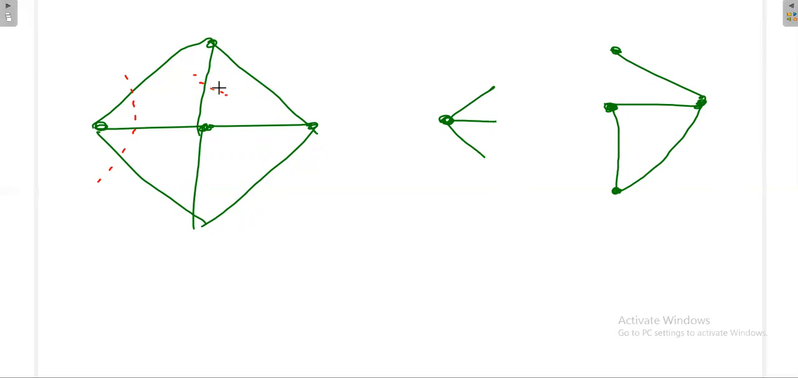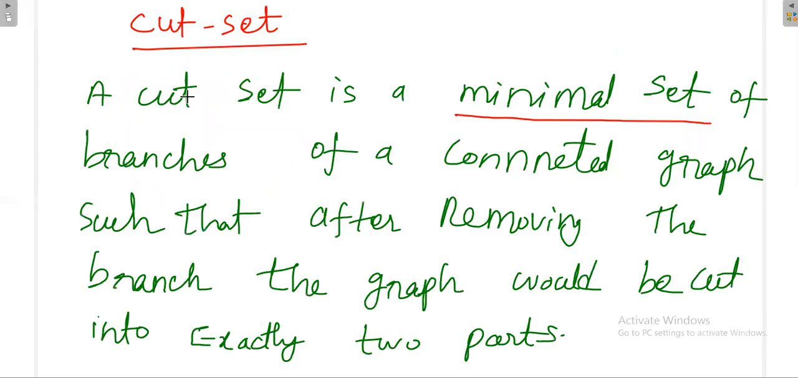But you have made 4 cuts. So this is also not valid. So strictly you have to follow the definition. What is the definition telling? A cut set is a minimal set of branches of a connected graph such that after removing the branches, the graph would be cut into exactly 2 parts.